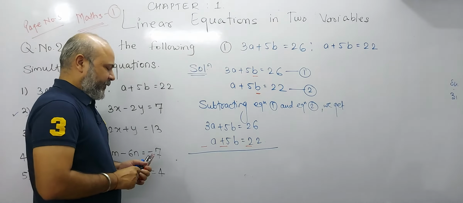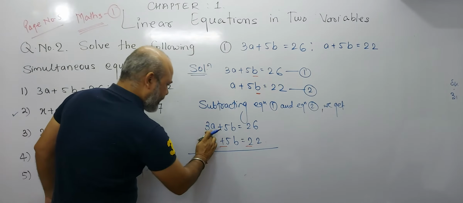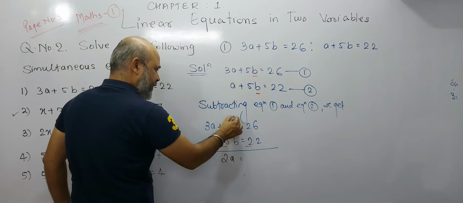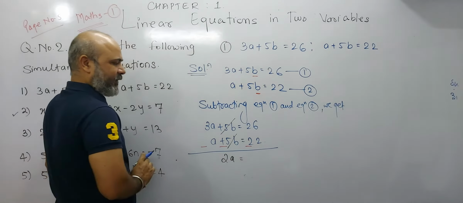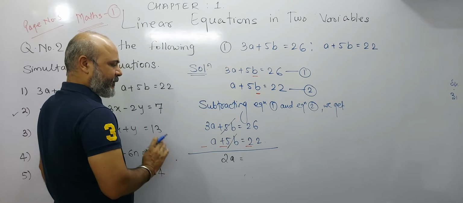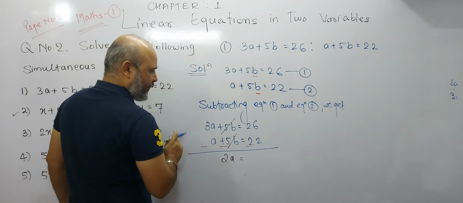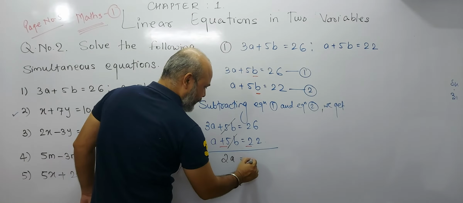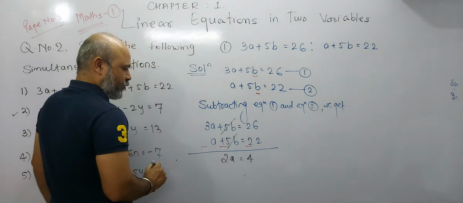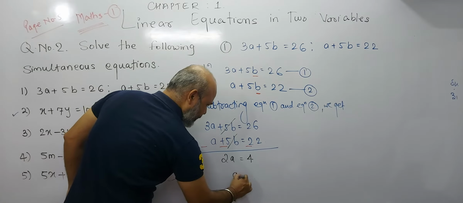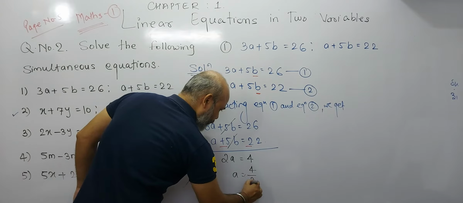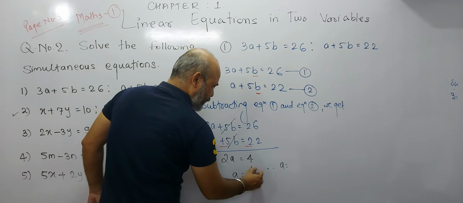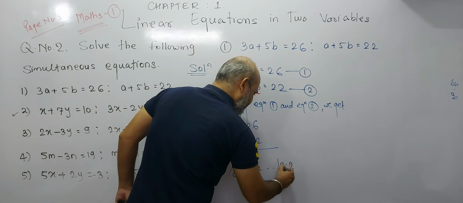So what will happen? Now student, 3a minus 1a, you will get 2a. This is equal to, because the plus 5b and minus 5b will cancel out when you subtract equation 1 and 2, and 26 minus 22. So you will get 26 minus 22 is 4. So 2a is equal to 4. So what will be a, student? a will be 4 upon 2, and therefore a is equal to what? 2 ones are 2, 2 twos are 4. Means a is 2 now.